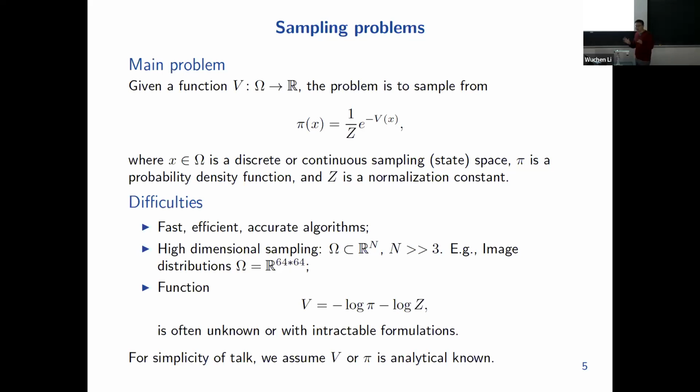So in this talk, let's make everything simple. Let's assume V is known, and you know the analytical formula for V, but for the normalization constant Z, you don't know it, or it's hard to compute. You have to do some integration. It's hard to track.